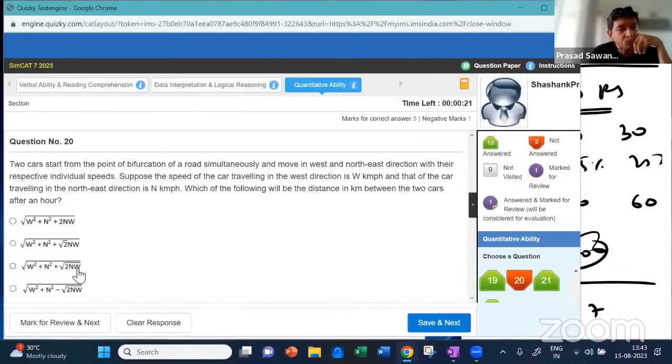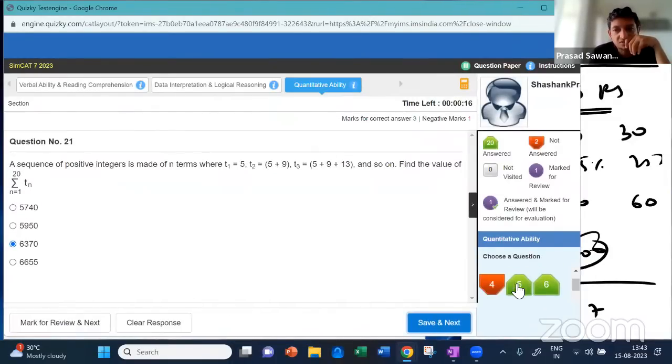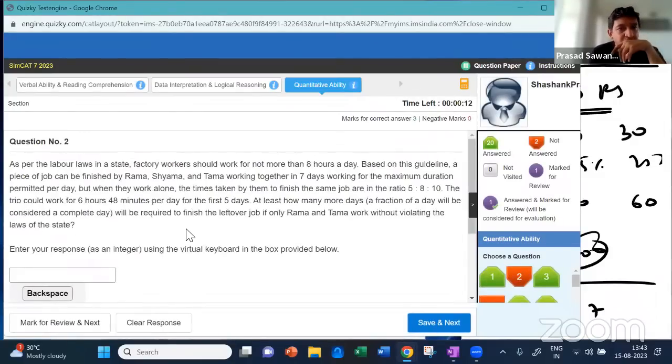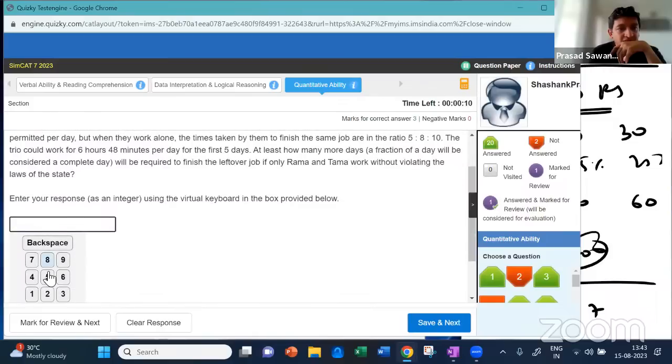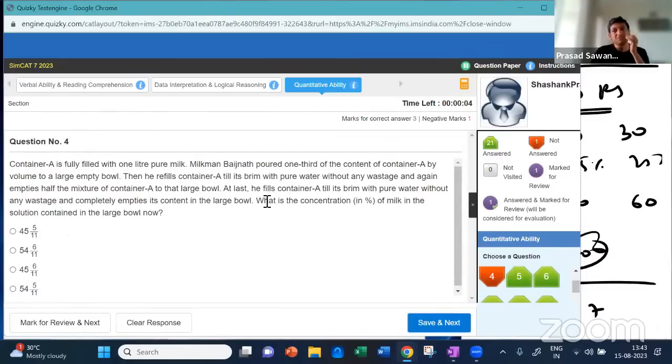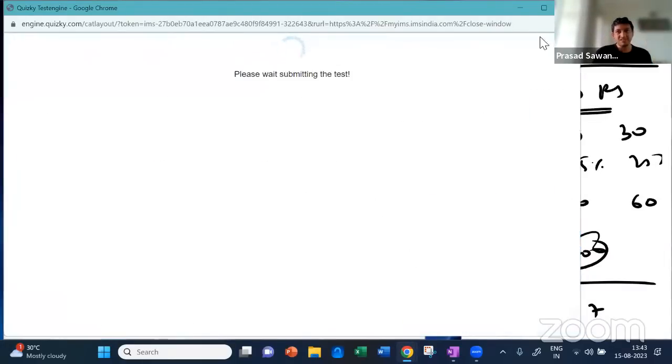So root 2 NW should be there. Maybe go for this one. Again, not sure. Just a very intuitive guess. I don't know, I'll go for 5 because it's a theta. 1 we left, right? This one. This one I should have been able to attempt. I don't know. 45 6 by 11 is what I feel, but it's okay.